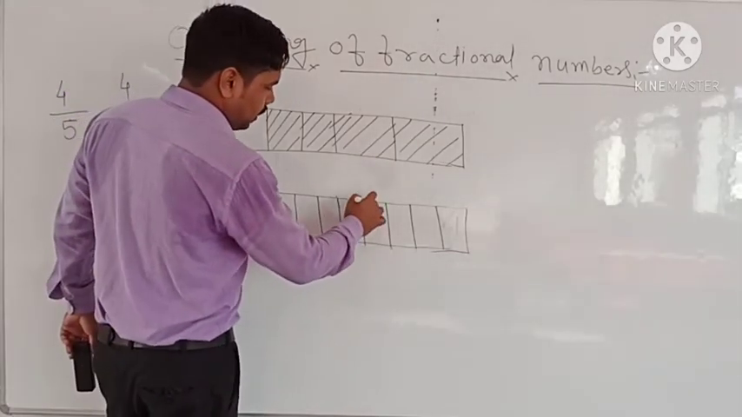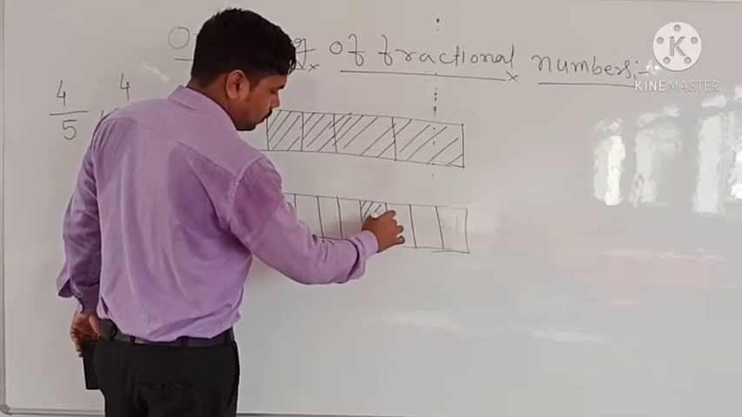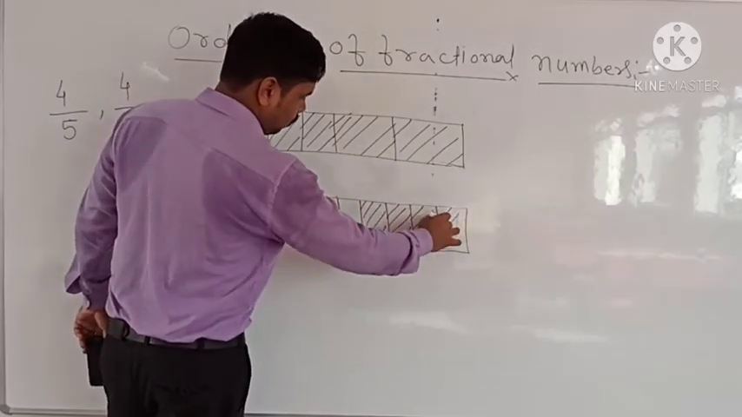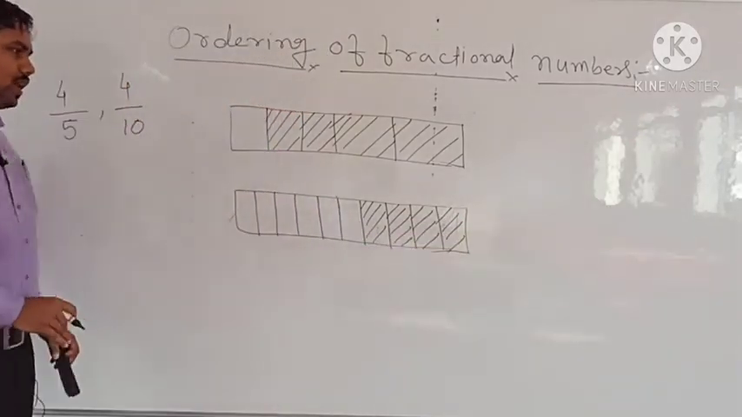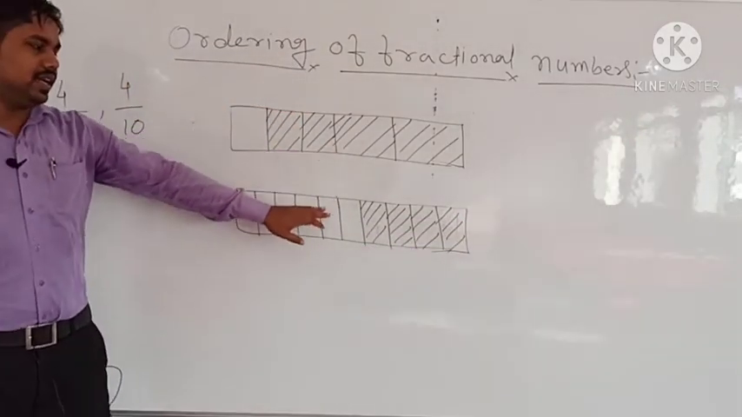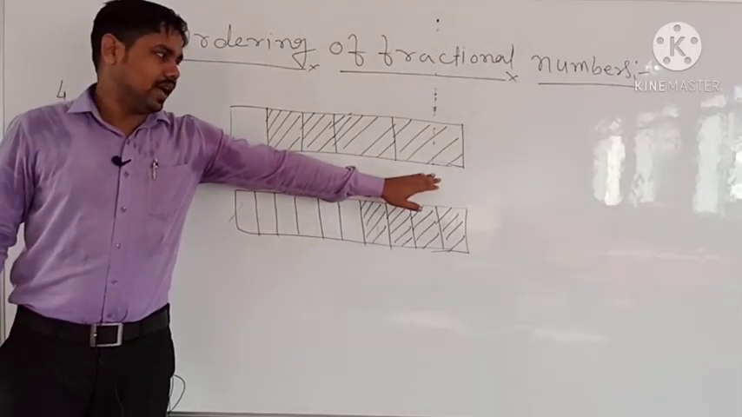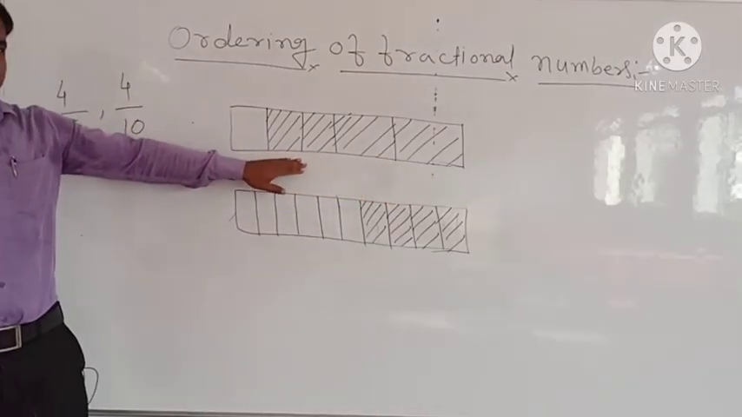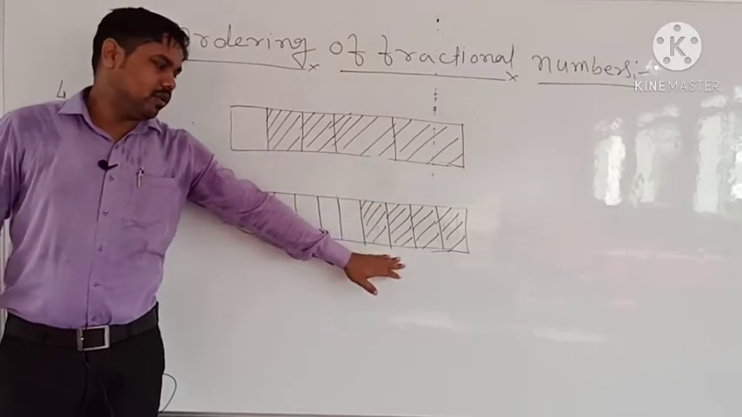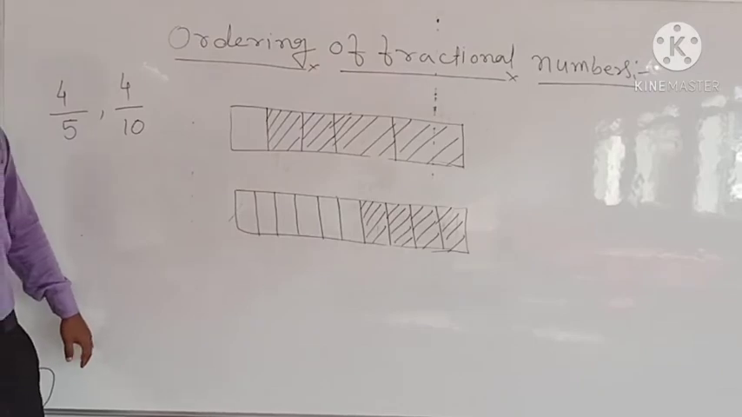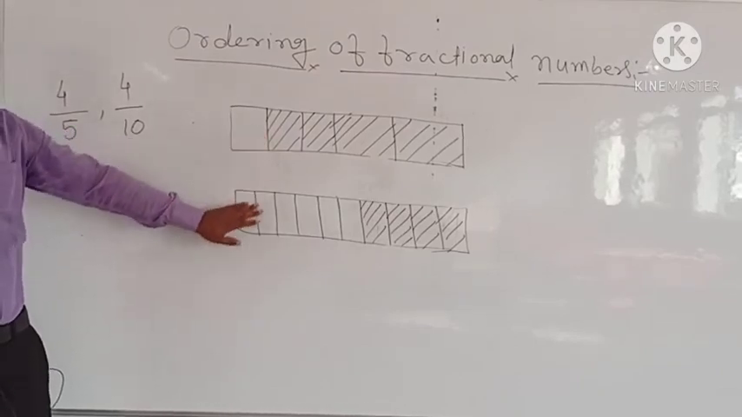So 4 will be 1 2 3 4. So now can you tell me which one is greater? Definitely this one has greater part of the portions shaded. इसमें बहुत ही कम portions जो है वो shaded है. So what will be greater here? Definitely this will be greater than this one.